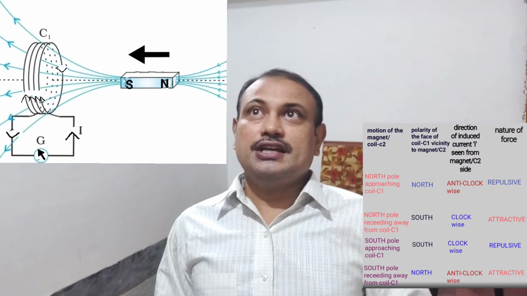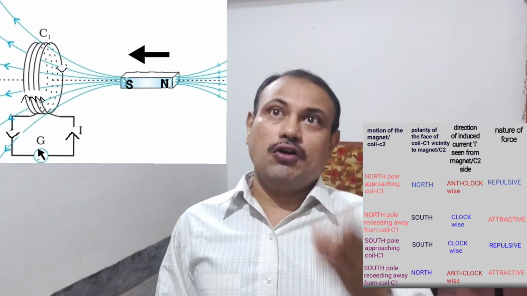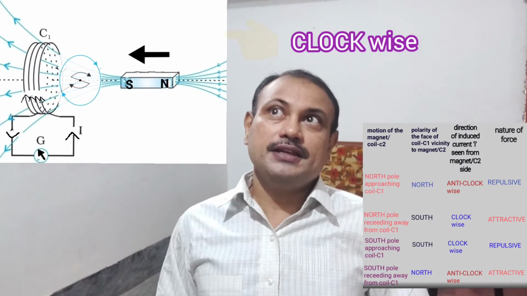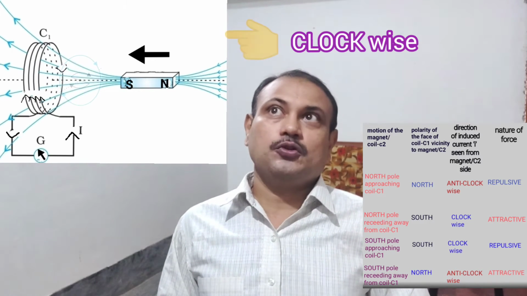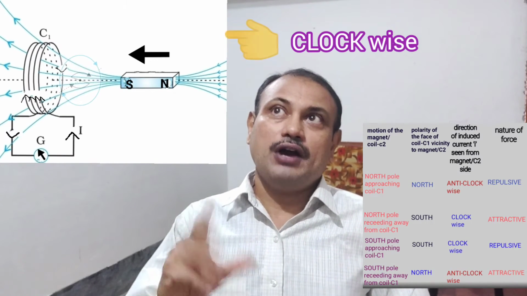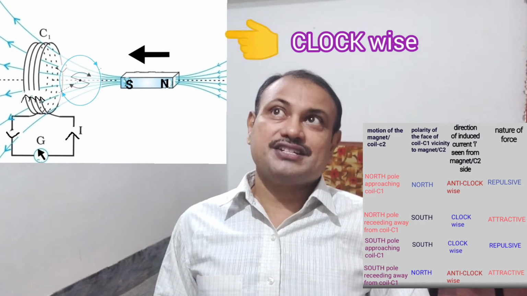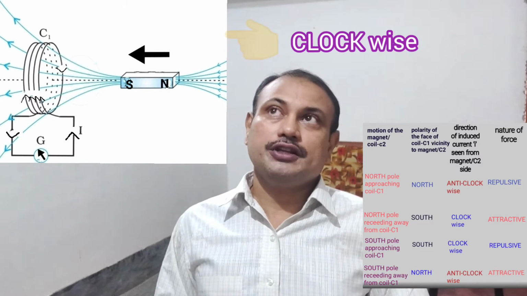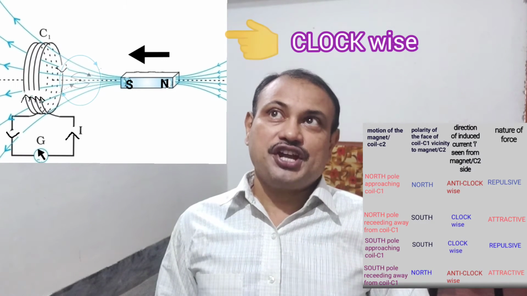In the same way, if you reverse the magnet, that means if you make the south pole approach the coil, then a south pole will be developed in the vicinity of the coil nearest to the magnet, and that is possible when you have a clockwise current. If you are standing and observing from the magnet side, you will see a clockwise current, then only can you have a south pole in the coil on the magnet side.